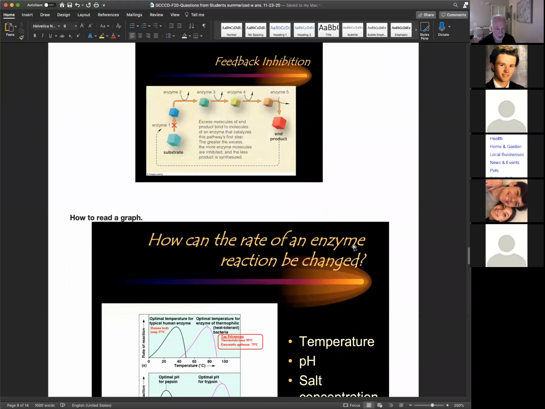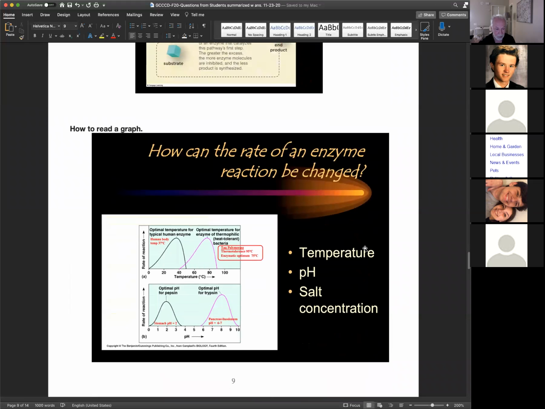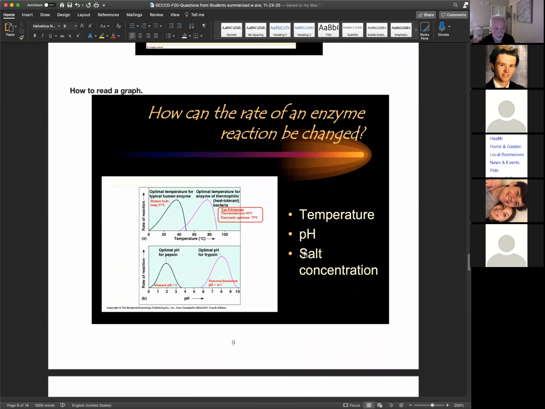Well, there are a couple of questions about how you read a graph. So I just chose a picture of 2 graphs to describe how graphs work. A 2-dimensional graph, which both of these are, has 2 axes, an x-axis, which is horizontal, and a y-axis, which is vertical. And those meet at a point, and that point is usually indicated as 0.